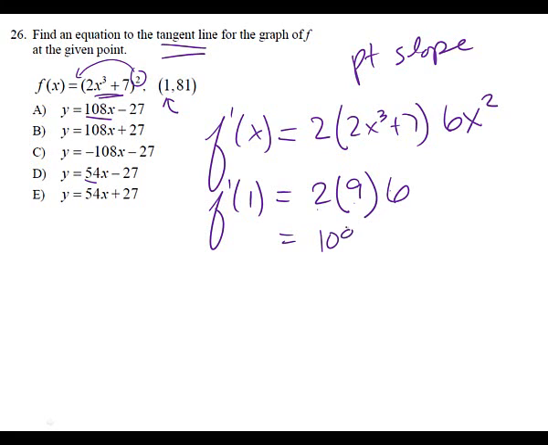It's got to be 108, doesn't it? Yeah, because look, 9 times 6 is 54. So double that. It's got to be 108. And it's positive 108. So it's either got to be A or B, probably. Okay.